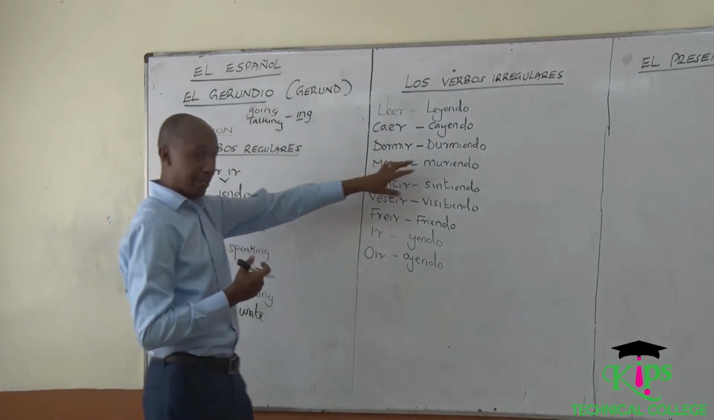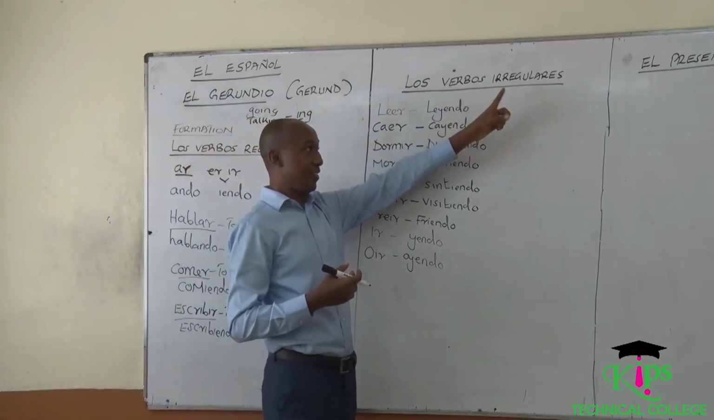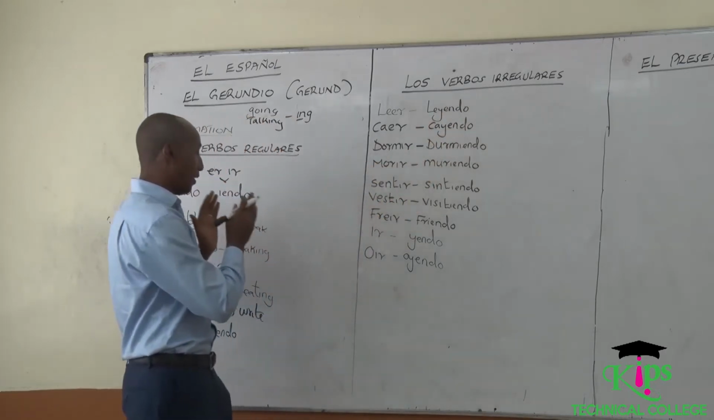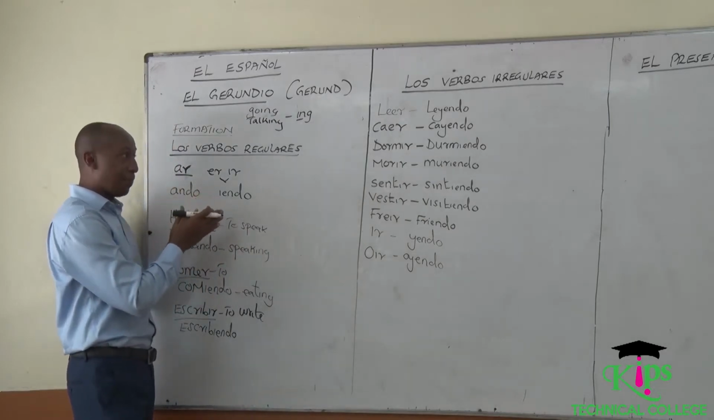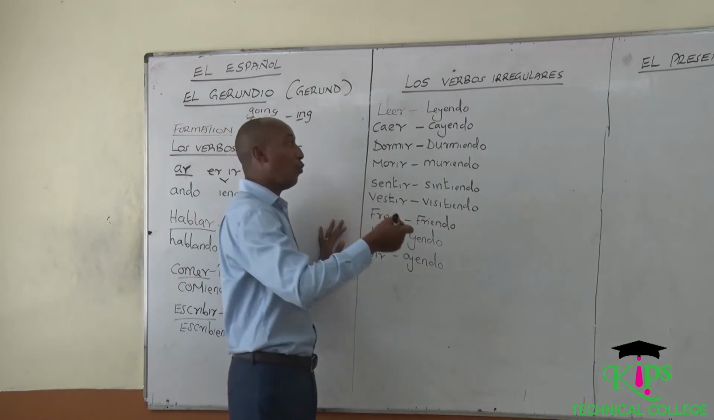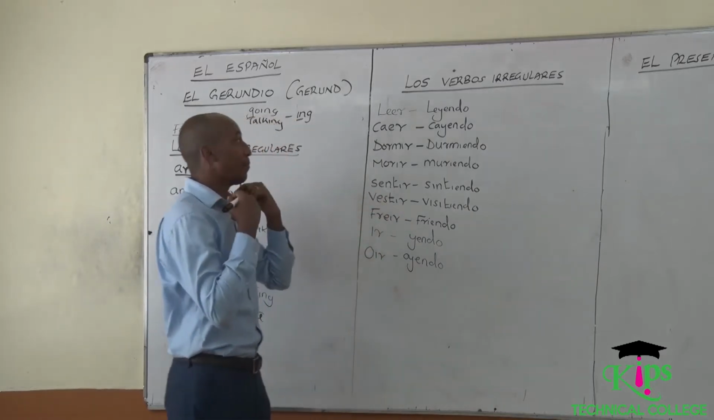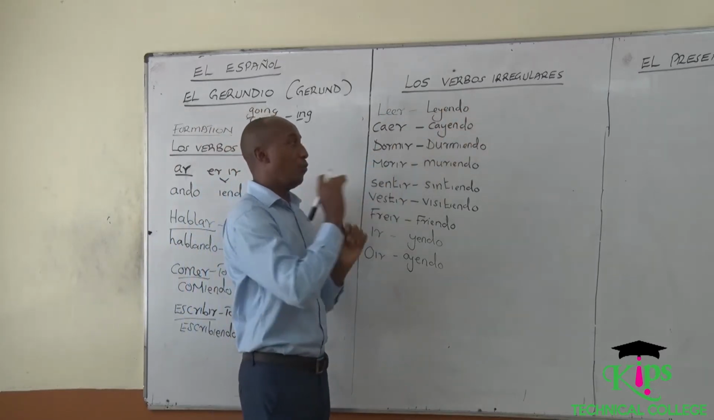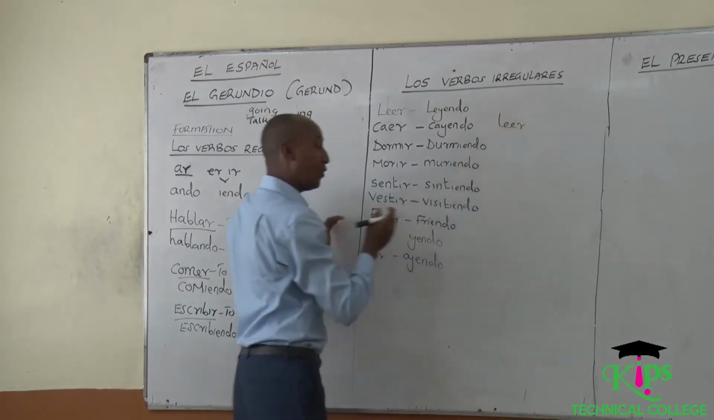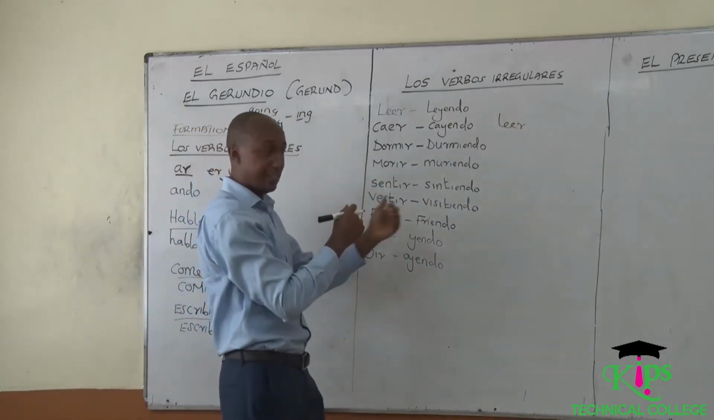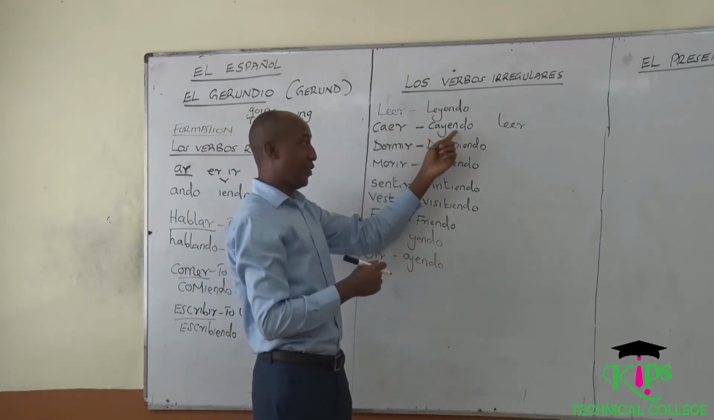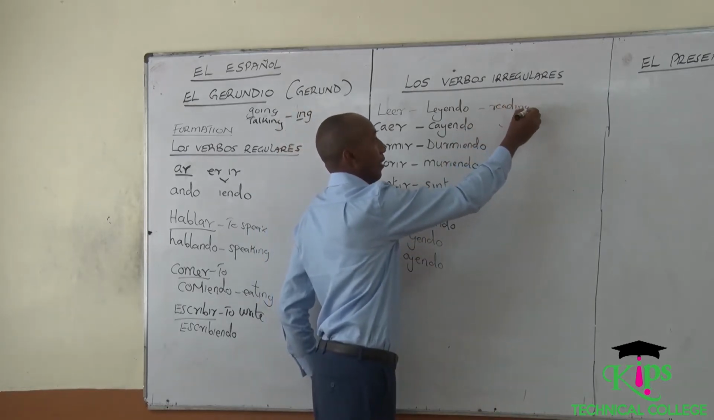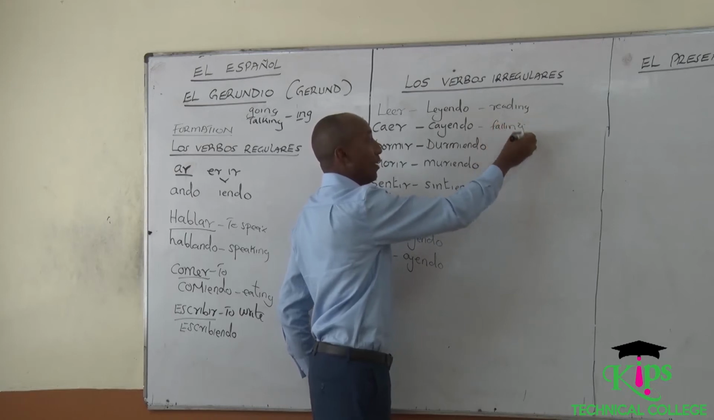What about the ones that are irregular? We call them los verbos irregulares. These ones will have a different formation from the regular verbs, because we said that irregulars don't follow a fixed pattern in their conjugation. For example, we have leer that becomes leyendo, reading. But you cannot use the pattern for the regular ones for leer because it is not following that pattern. Then for caer we have cayendo, which is falling. So this is reading and this is falling. Remember, it is not like the regular ones.